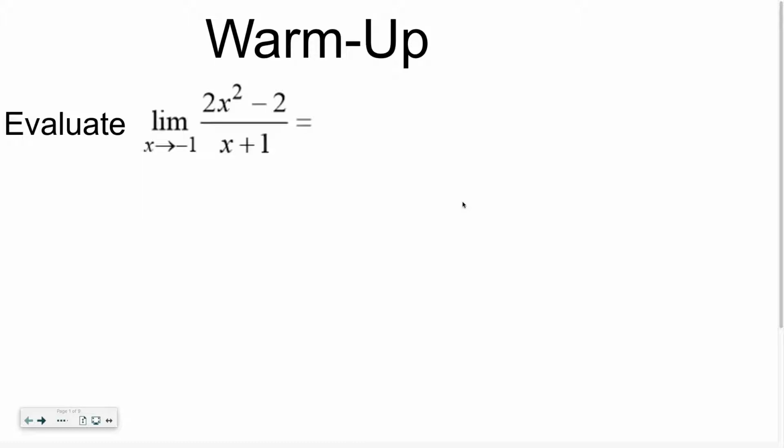When you have a limit, what's the first thing you try? Plugging in. Okay. And what happens in this case when you try to plug in -1? You get 0 over 0, which is not something that we can determine. So in this particular case, what is the strategy that we would use?